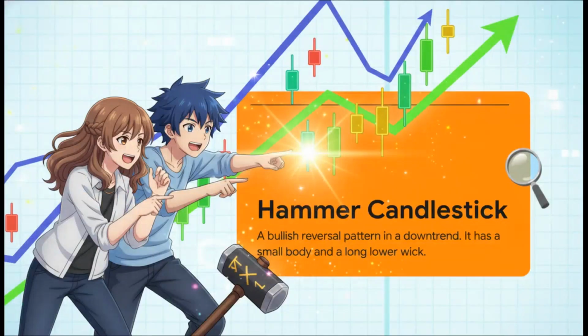Okay, so this is the hammer. You're going to look for this at the bottom of a downtrend. Now, the key feature here, the thing that tells the whole story, is that long lower wick. It's showing us that sellers tried to slam the price down, but buyers came roaring back and said, nope, not today. And a little pro tip. The longer that wick is compared to the body, the more powerful that rejection was.